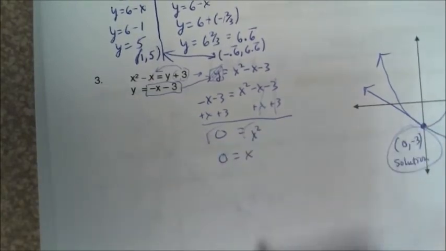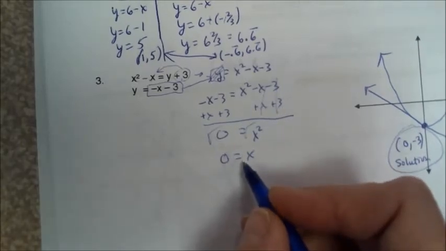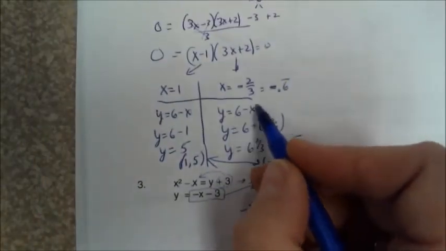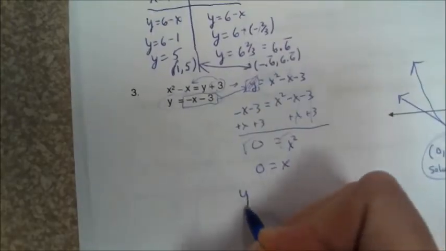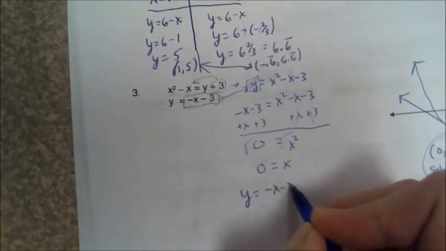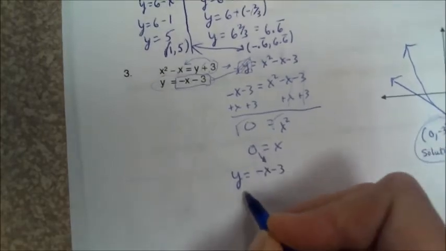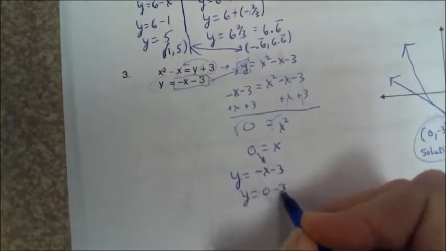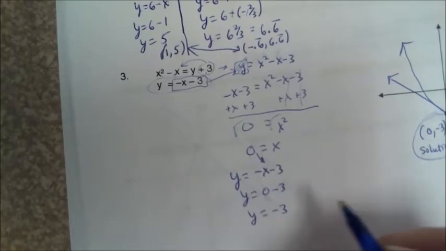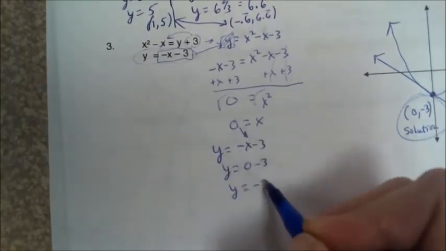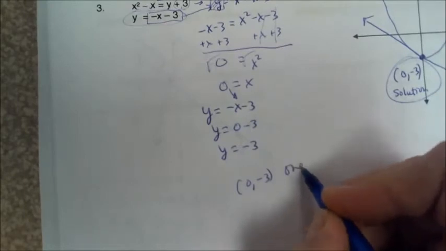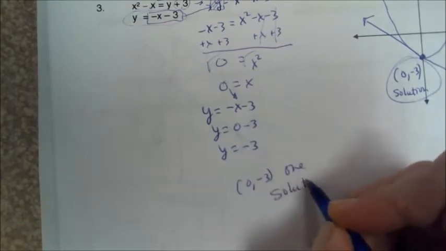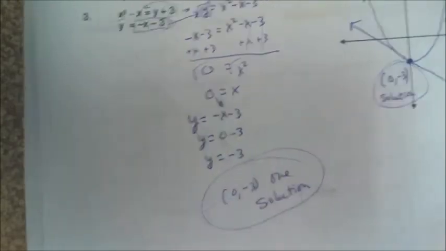There's only one solution. So now we have to solve for y, and up here we said y is equal to what? Negative x minus 3. So you substitute x equals 0, so y equals 0 minus 3, so y equals negative 3. So the only solution you have is (0, negative 3). It's one solution. And our check is the graphic check.